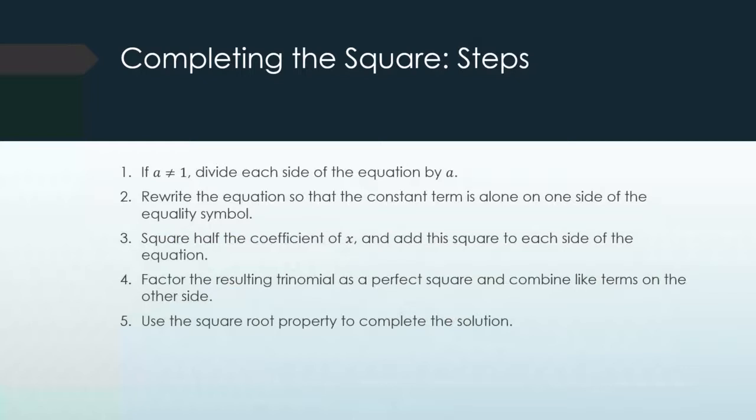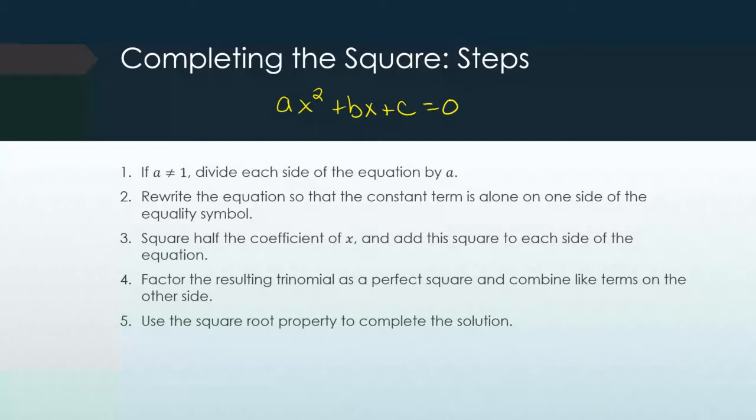So there's a very strict series of steps here that you want to follow. Step 1, if a is not equal to 1, so this a that we're talking about, we're looking at standard form, ax squared plus bx plus c equals 0. If a is not equal to 1, which means there's a coefficient in front of your x squared term, you need to divide everything by that coefficient. And then that will get you something that's x squared plus something plus something.